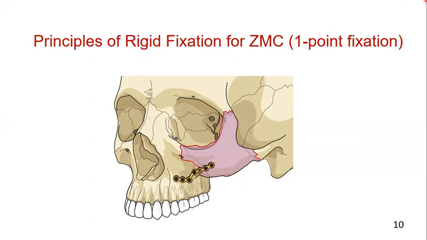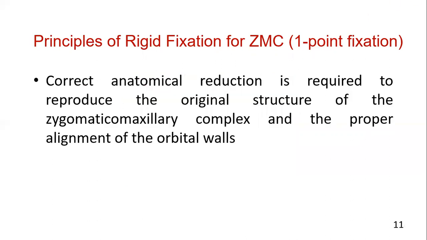This is a 1 point. Now come to the principles of rigid fixation for 1 point fixation without involvement of the orbital fracture, or you can say without orbital reconstruction. Correct anatomical reduction is required for all fractures.